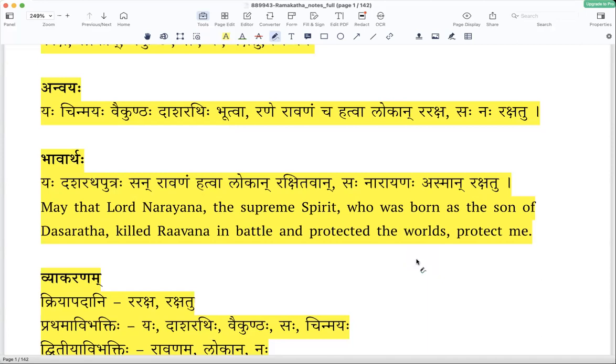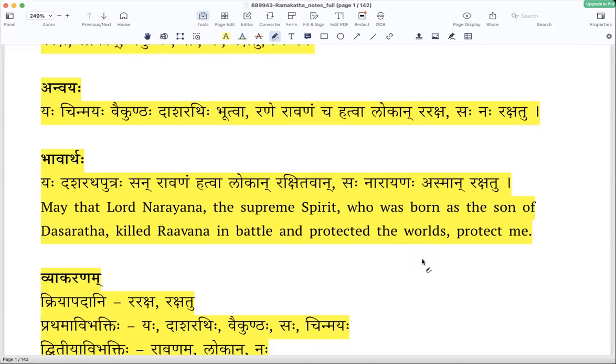One who took the Rama avataram and did all this, he is in fact chinmayaha. He is the Chit Swarupa, Parabrahma Swarupam. He is also the Saguna Brahma, which is Vaikunthaha, Vishnu Rupaha. Let him protect you. And he took the avataram of Rama. You see the three things that are there: Nirguna Brahma, Saguna Brahma, and an avatara Purusha. All three are mentioned in this shloka.